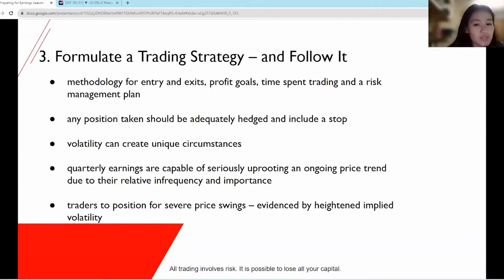When formulating a strategy for earnings season, traders should be aware that quarterly earnings are capable of seriously uprooting an ongoing price trend due to their relative infrequency and importance. So this often causes traders to position for severe price swings, evidenced by heightened implied volatility. We'll go through a couple of stop loss strategies or risk management strategies that you can implement into your trading strategy as well. And these are not specific to only earnings season or stocks, but of course, for Forex or your commodities as well.